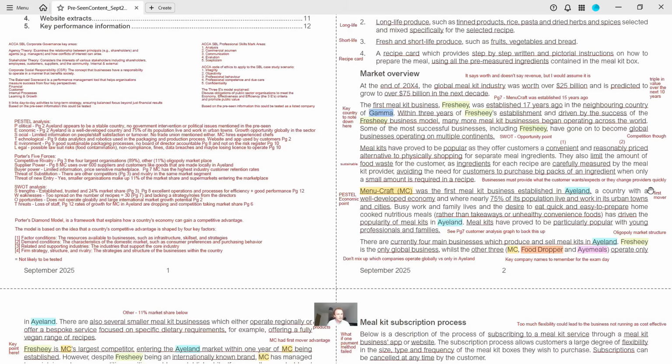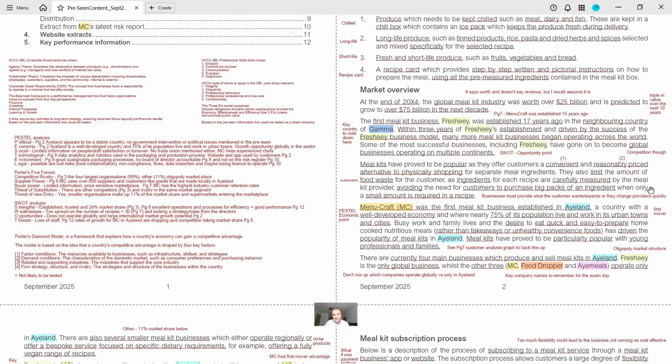We then come on to Porter's Diamond model at the bottom, so a framework that explains how a country's economy can gain a competitive advantage. Again, we're given some information about Ireland and also the other neighbouring country of Gamma that I've highlighted in my notes on the right-hand side in the colours. We've got different factors and conditions there, so factor, demand, related and supporting industries, the firm's strategy, structure and rivalry. There are some points on there, but in my opinion, it's not likely to be tested. Who knows? I don't have a crystal ball, but it's just to get down so that if it was thrown up in the unseen information, more was provided on the exam day, you've got a few good points to go on.